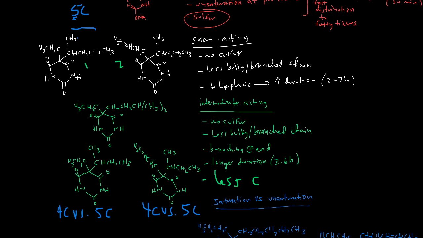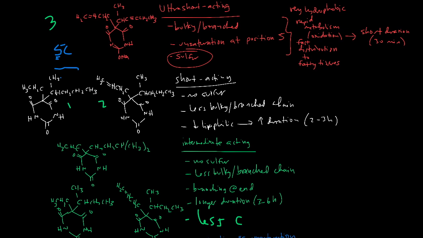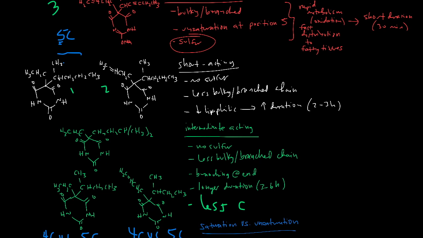So in a nutshell, you can tell it's ultra short acting if it has a sulfur. If it has a sulfur, it's definitely ultra short acting. However, if it doesn't, you can tell by the number of unsaturation and branching. More unsaturation and branching means ultra short acting. Less means either short acting or intermediate acting. Intermediate actings have fewer carbons than short actings. And short actings and intermediate actings definitely don't have sulfurs.